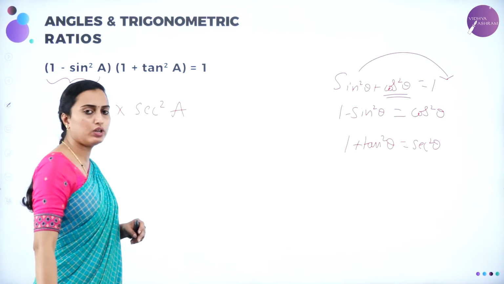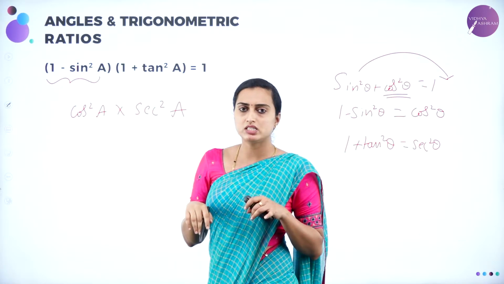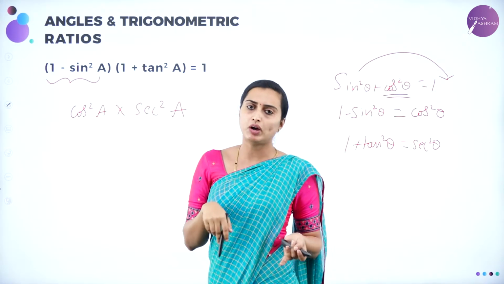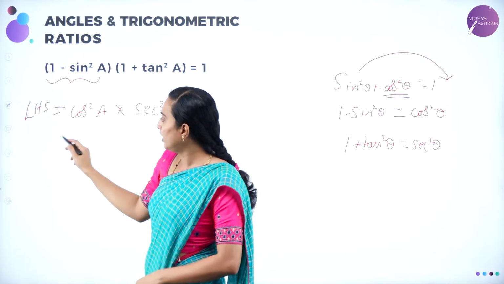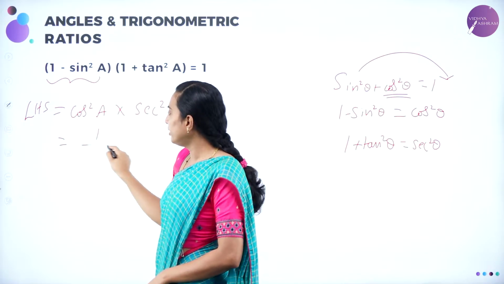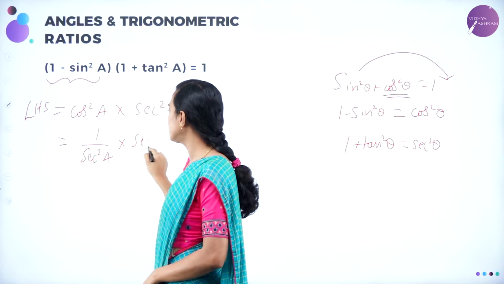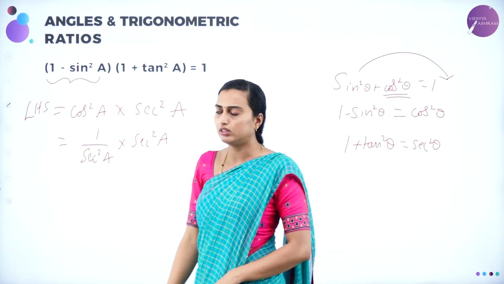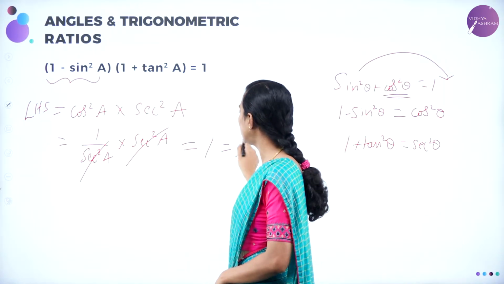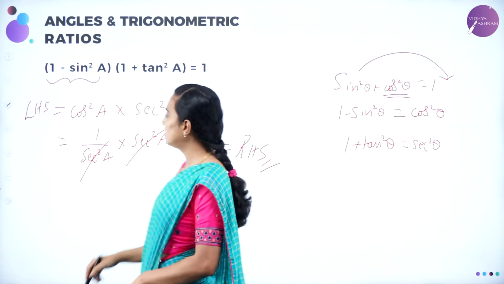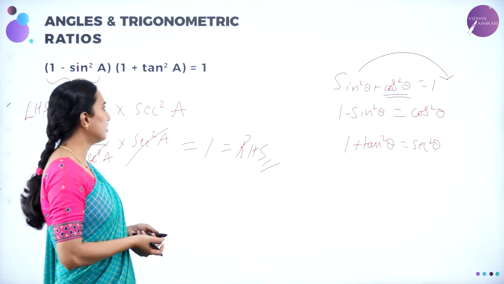So therefore, dear students, you are going to have it like this. Cos squared A can be written as 1 by secant squared A, or secant squared A can be written as 1 by cos squared A. So taking the LHS, we have 1 by secant squared A into secant squared A. So secant squared A will get cancelled. You are going to remain with the 1, which is your RHS. That's it, dears. I hope you got this one by using the identities. We'll move on to the next one, dears.